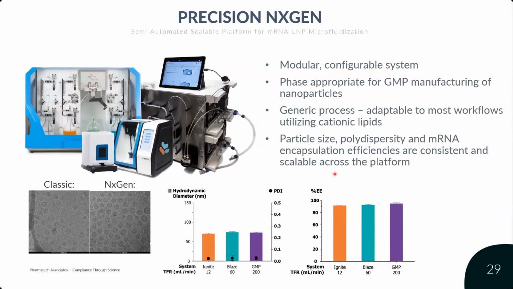And then one additional technology I'd like to draw your attention to: we had been talking about nanoparticle size control, as well as being able to have some sort of GMP platform system to take your therapy commercial. Precision NextGen is offering these scalable, modular, configurable systems for microfluidic processes. And again, much like the Quantum system, it really is a generic process, adaptable to most workflows utilizing cationic lipids.